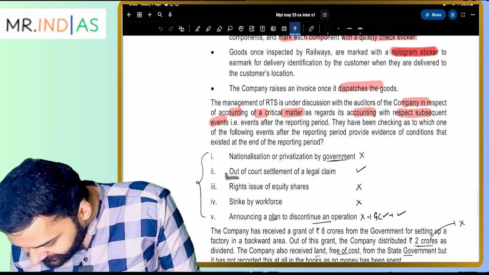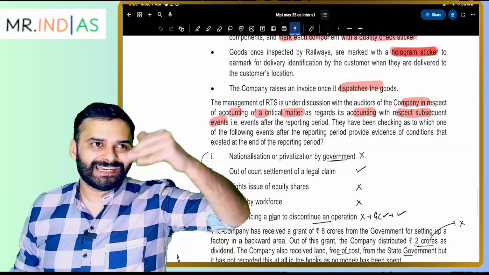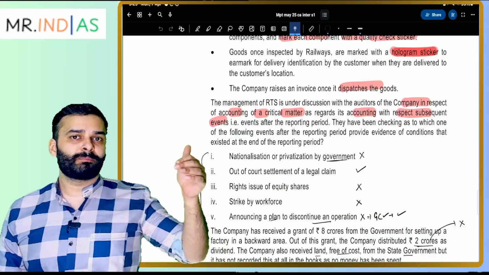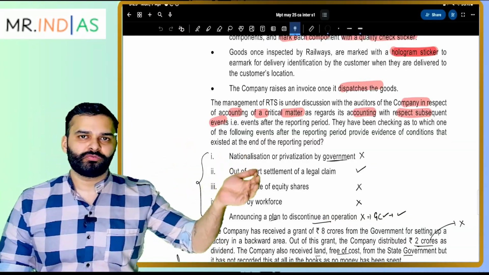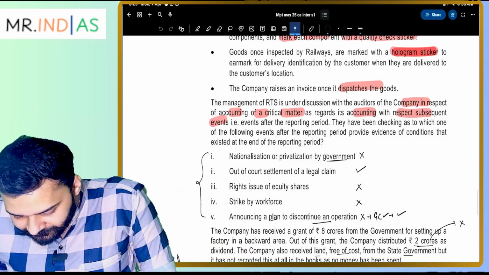So the legal claim, once settled out of court, gives evidence that the legal claim existed on 31st of March for your balance sheet, and you have to account for it in your books of accounts while finalizing that balance sheet on 31st of March.